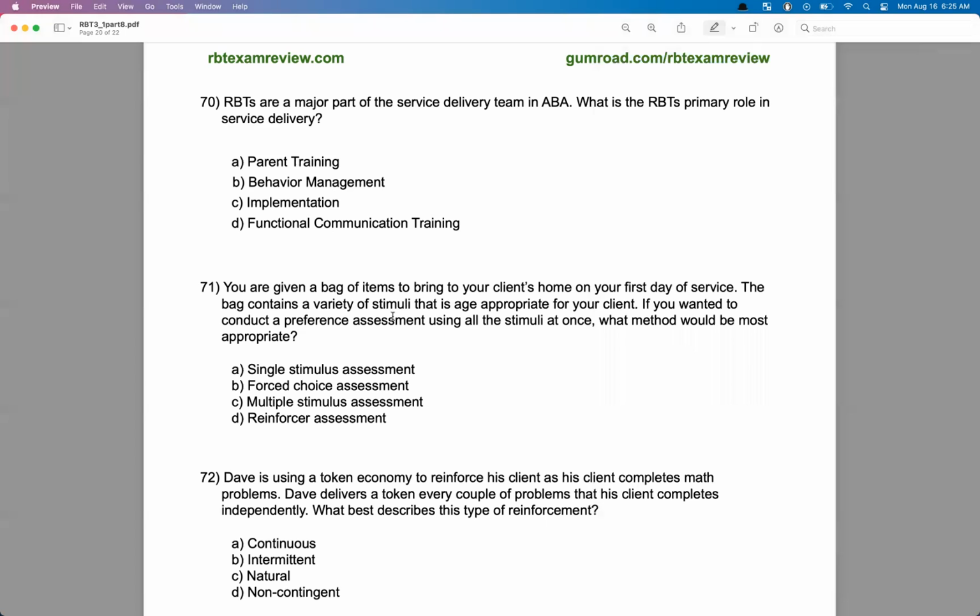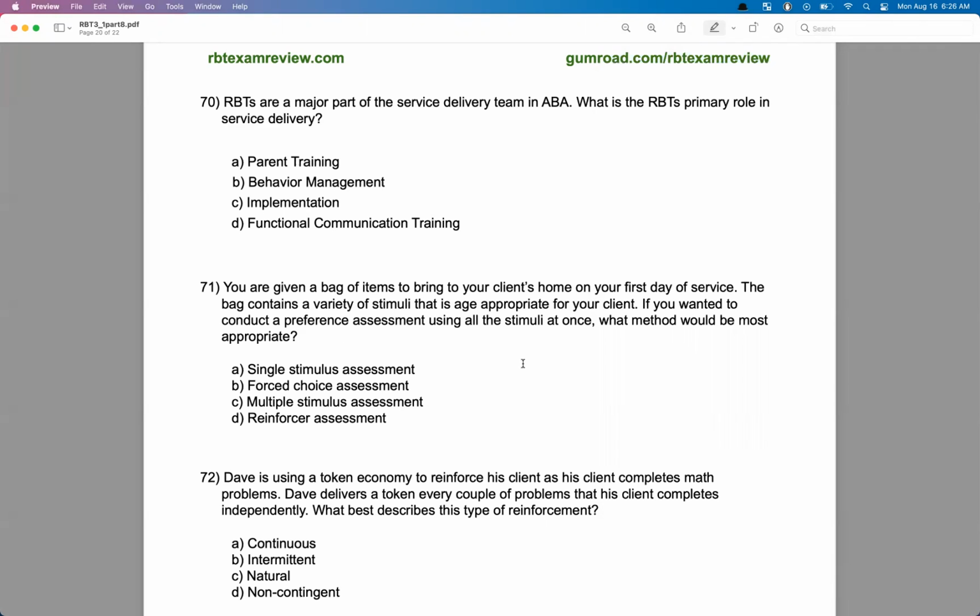So we are on question 71. You're given a bag of items to bring to your client's home on your first day of service. The bag contains a variety of stimuli that is age appropriate for your client. If you wanted to conduct a preference assessment using all the stimuli at once, what method would be most appropriate?